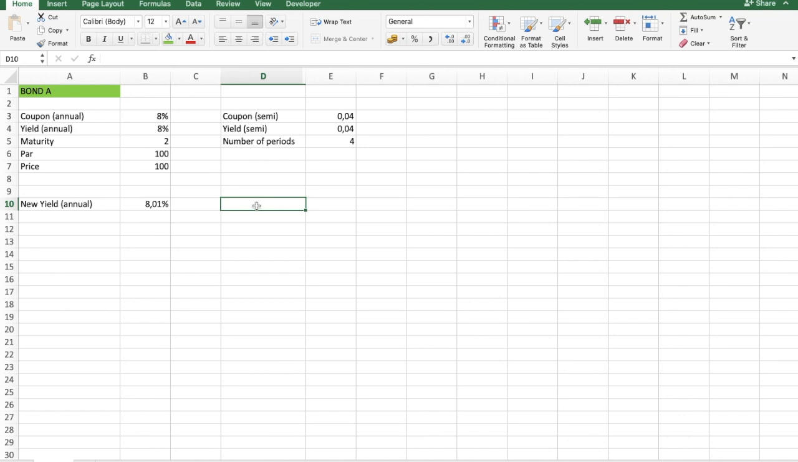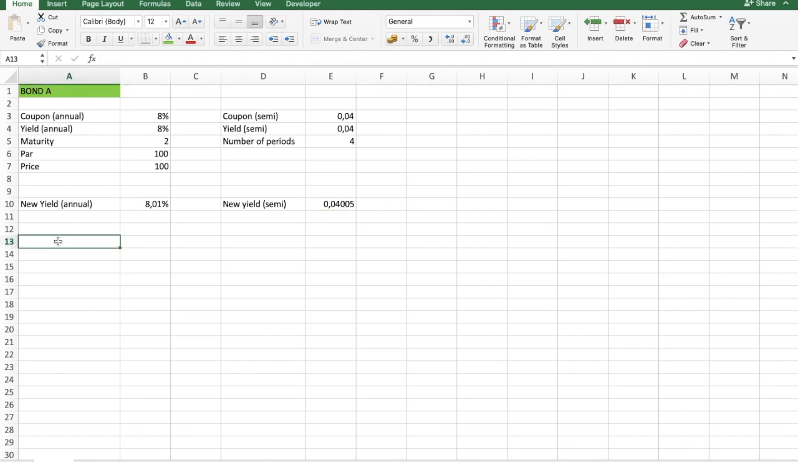which also means that the new semi-annual yield will be equal to the new annual yield divided by 2. So this is the new yield.